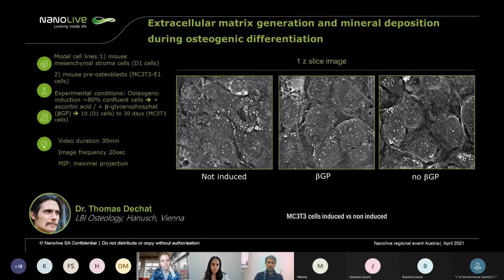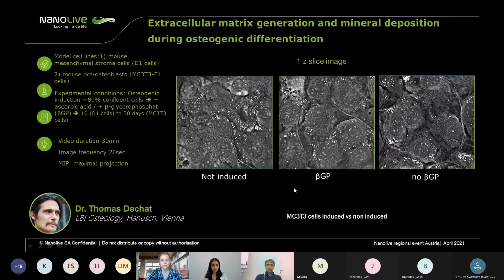Okay, so these are now images. These are just stills from videos. These cells have been induced for, I think, 10 to 12 days. These cells have not been induced, so no ascorbic acid and no beta-glycerophosphate was added. These cells have been induced with both, and there we didn't use beta-glycerophosphate because we wanted to prevent the mineral deposition so that you can see maybe better.